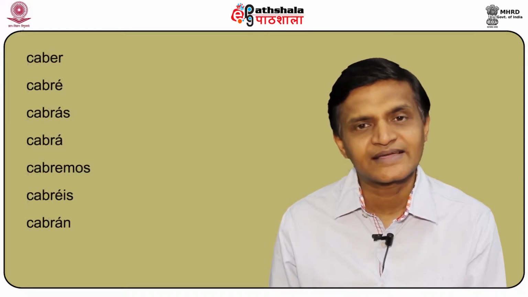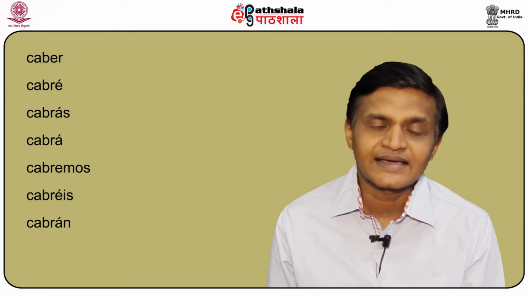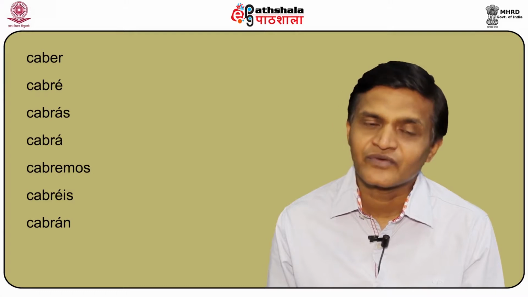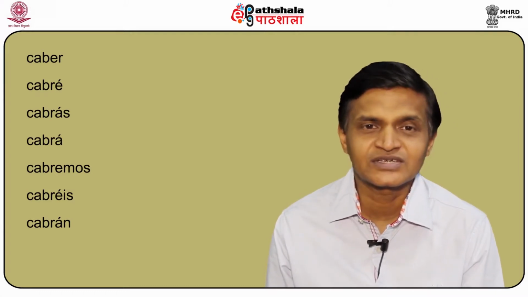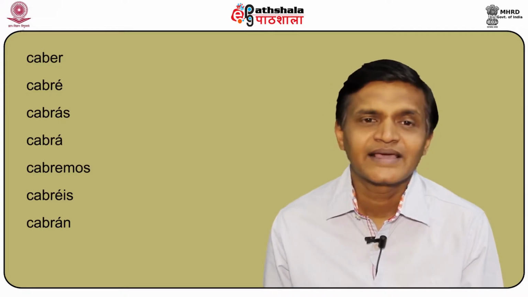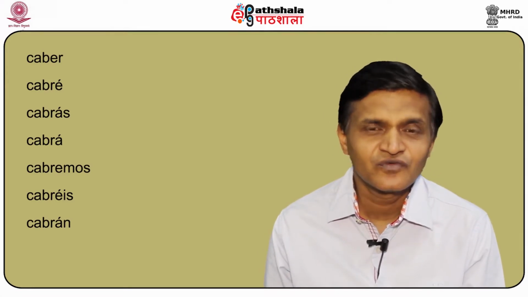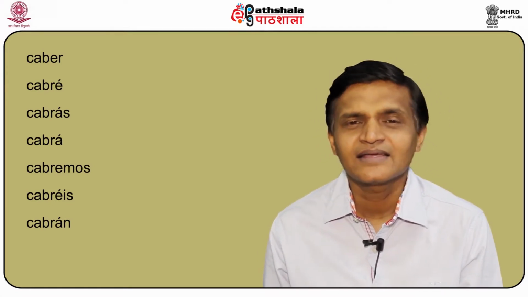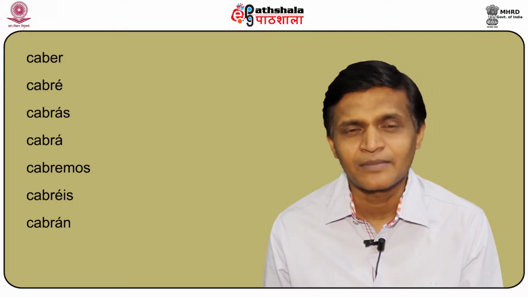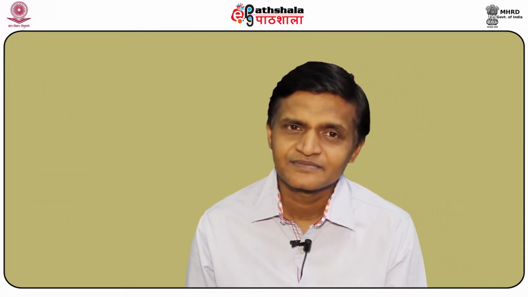What happens in verbs like caber? They drop the vowel of the infinitive entirely, like caber becomes cabré. So the conjugation of caber in the future is yo cabré, tú cabrás, él, ella, usted cabrá, nosotros cabremos, vosotros cabréis, and ellos, ellas, ustedes cabrán. I repeat, cabré, cabrás, cabrá, cabremos, cabréis, and cabrán.